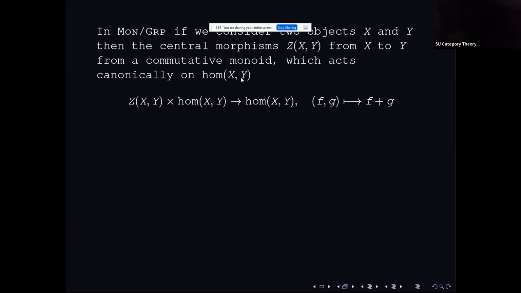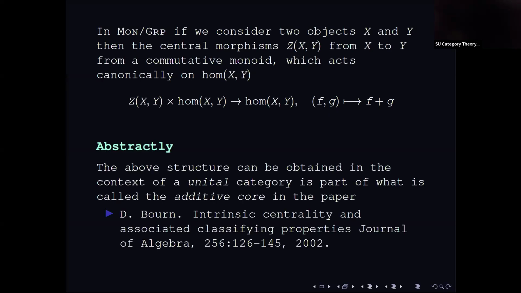Now in the category of monoids and groups, we can form all central morphisms from one group to another, or one monoid to another. This forms a commutative monoid, and this monoid acts on the Hom sets as given here. This structure is part of what is called the additive core inside a unital category, which was established in this paper here in 2002.